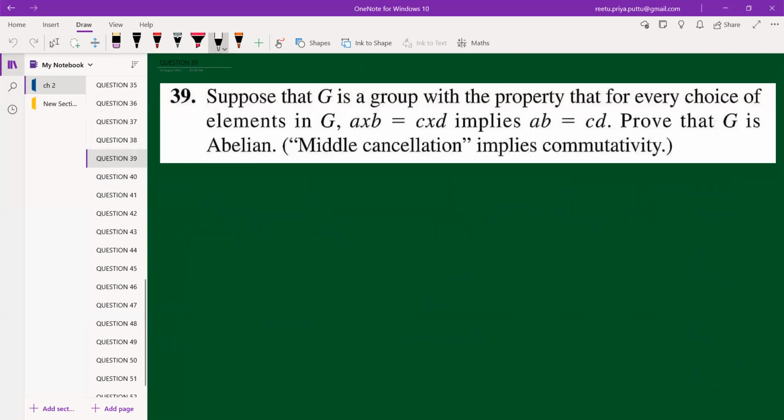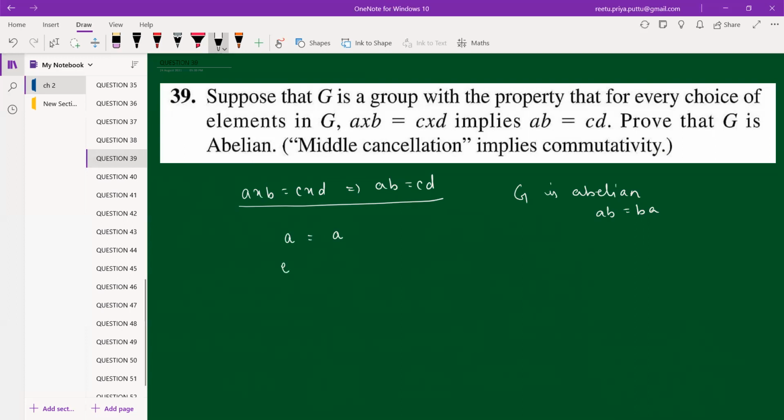Next, 39. This says that G has a property such that AXB equals CXD implies AB equals CD. And what we have to show is that if this condition holds in a group, then G is abelian. So we have to show that AB equals BA. One thing I would like to say is that these are just setting up the questions. Basically, you have to think of something and set everything in such a way that this implies. Now what I did is I consider A equals A.